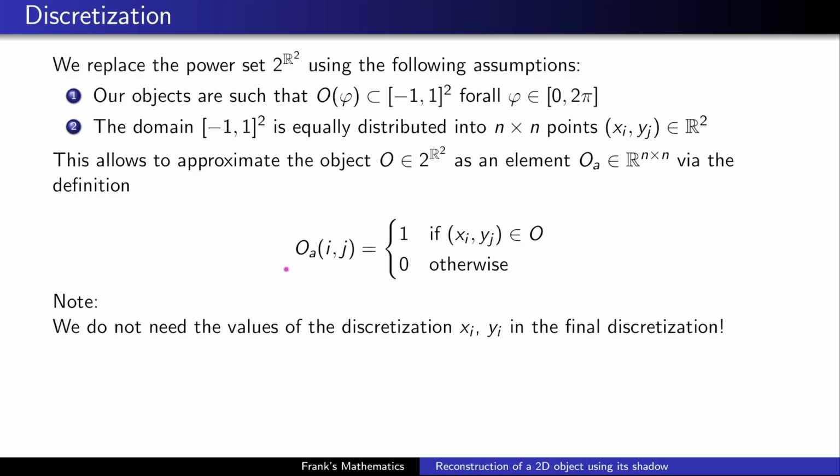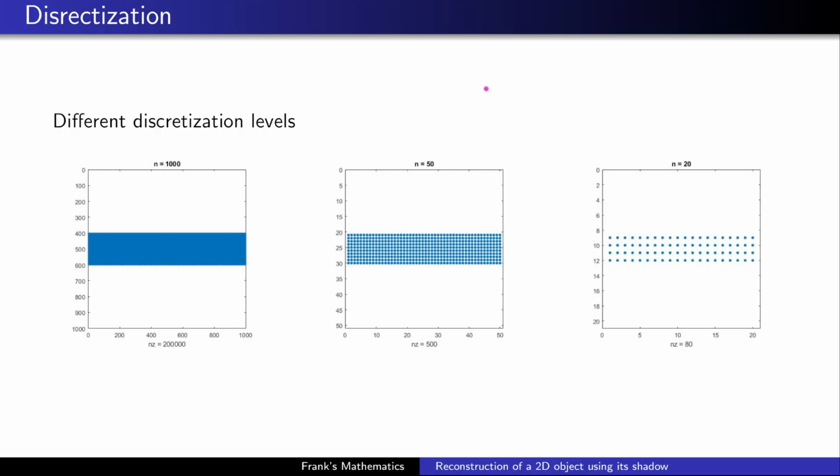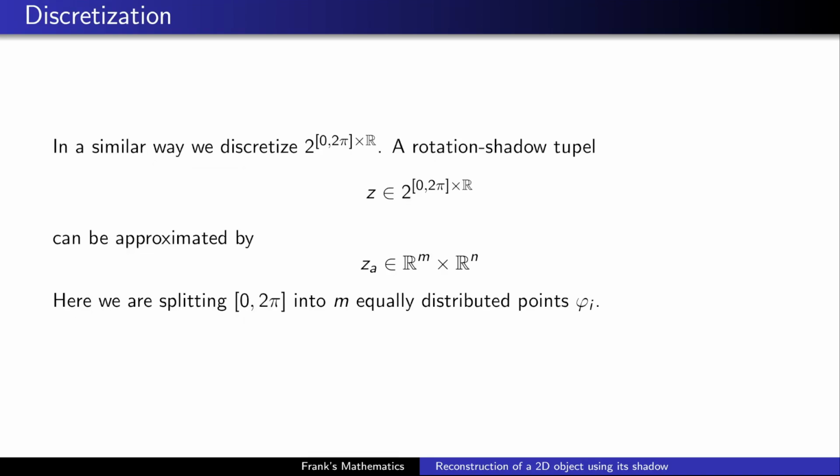How does such a matrix look like? Well, you can see them here for different discretization levels. So this is the matrix you can see here of a simple rectangle for n equal 1000. Well, we have 200,000 non-zero elements, and if we reduce the spatial discretization, of course, this matrix here gets coarser and coarser.